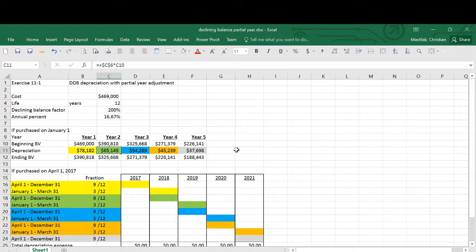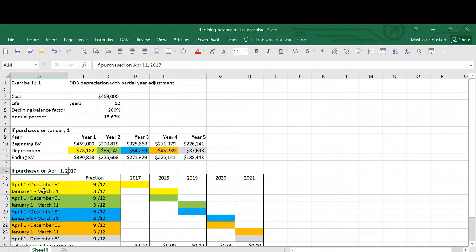But what happens if we don't, like we normally don't? What happens if we didn't purchase the asset on January 1st? Well, we have an issue here because this 78,182, for example, for year one depreciation is really the 78,182 for the first 12 months of the asset's useful life. If those 12 months are the same 12 months as the financial statements, then that's fine. But what if they're not?